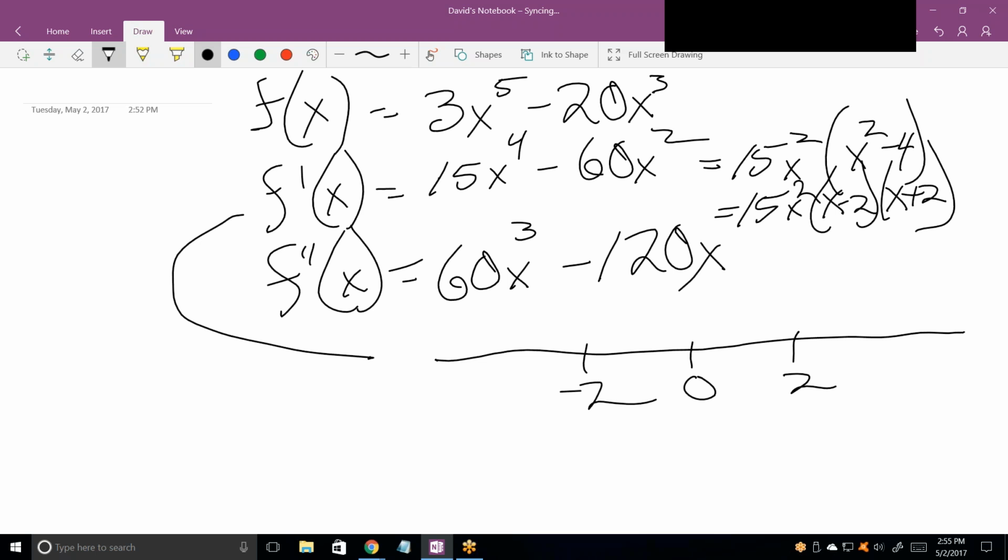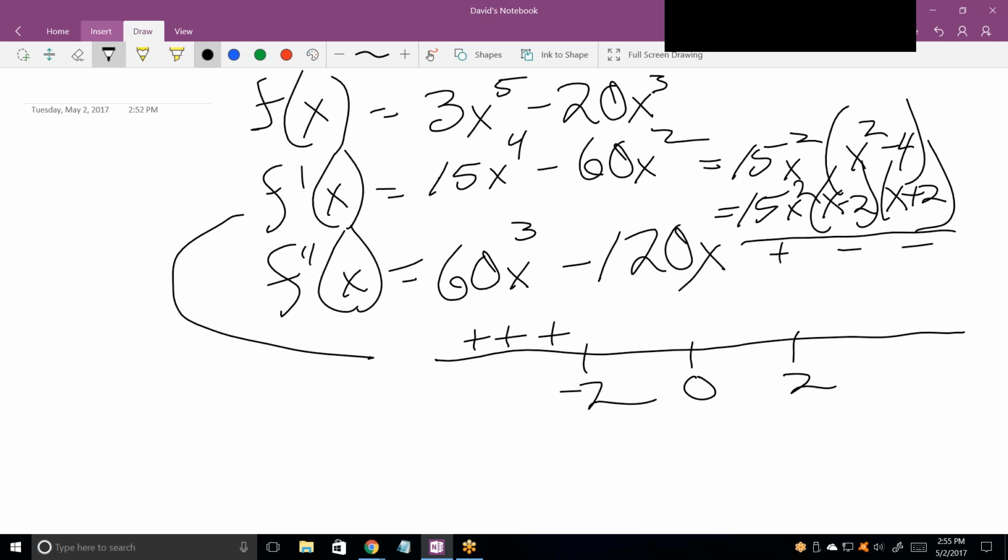So pick a number to the left of minus 2. Is that positive or negative? Take -3. That part's positive, that part's negative, and that part's negative. You don't need to know the numbers. You just need to know whether it's positive or negative. And that's going to be positive, correct? So everywhere left of -2, I get that.